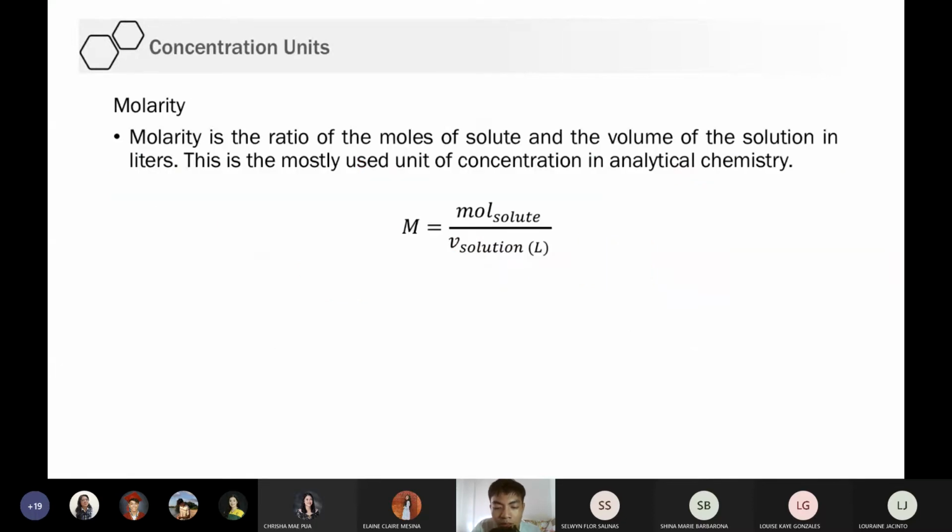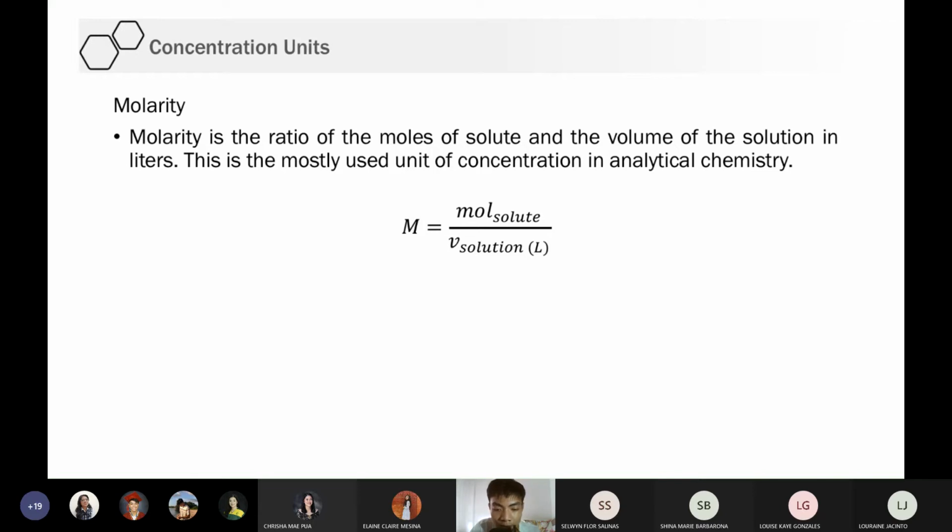Next one, molarity. This is the most important concentration unit in analytical chemistry. Okay, so what is molarity? That is the ratio of the moles of your solute over the liters of solution, the volume of the solution in liters. So mole solute divided by the volume of the solution in liters.